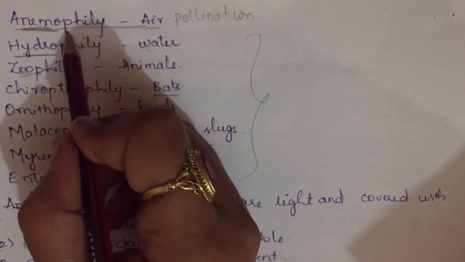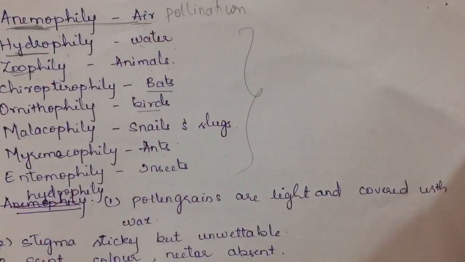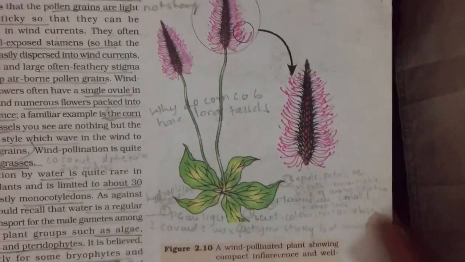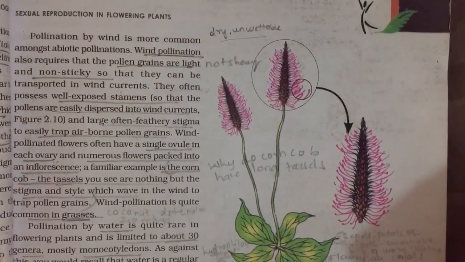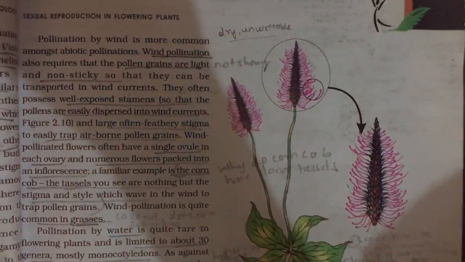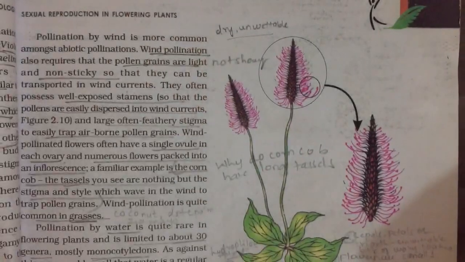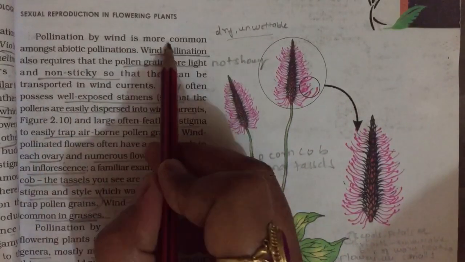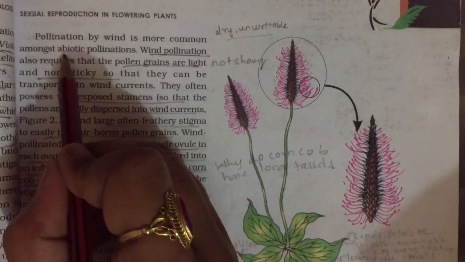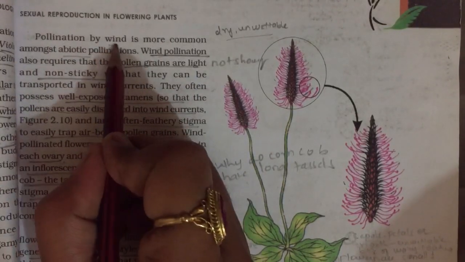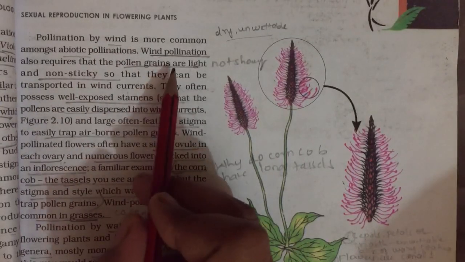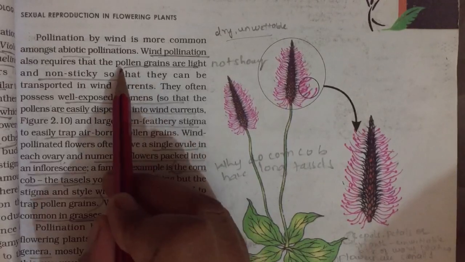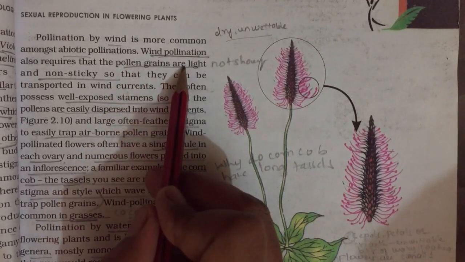Anemo means wind, so wind pollination. We shall see about this in your textbook. In your textbook you have this paragraph in pollination. In this you will find that pollination by wind is more common amongst abiotic pollinations. Among abiotic, the most common is wind pollination, and wind pollination requires that the pollen grains are light.